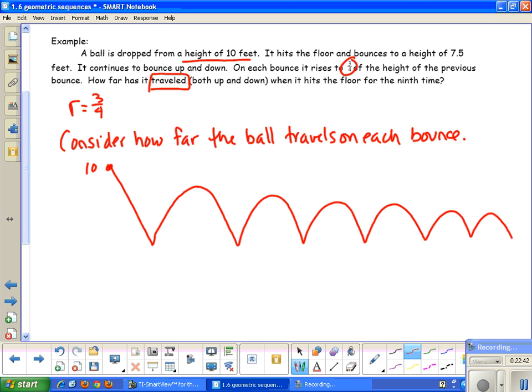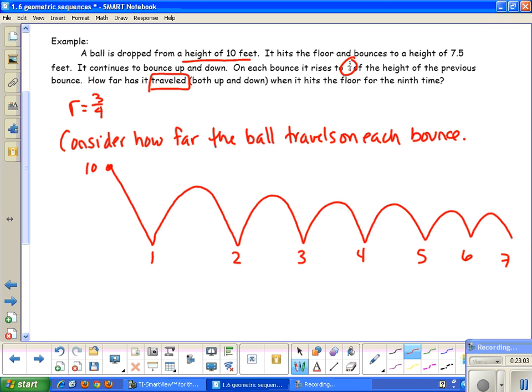So I want to find the sum of the distance from my first bounce all the way to the 9th time it's going to hit the floor. So this would be the first time it hits the floor, 2nd, 3rd, 4th, 5th, 6th, and this would be 7, so I would need 2 more for the 9th.